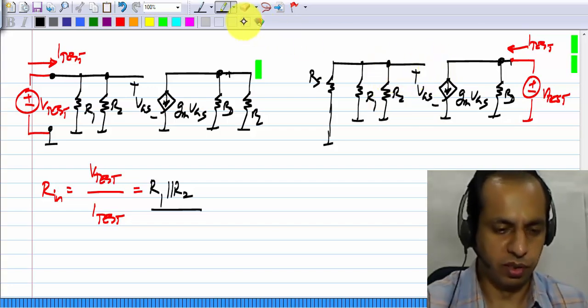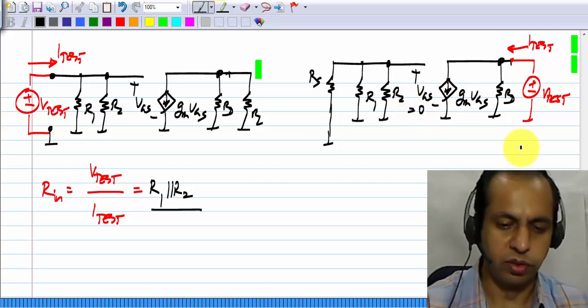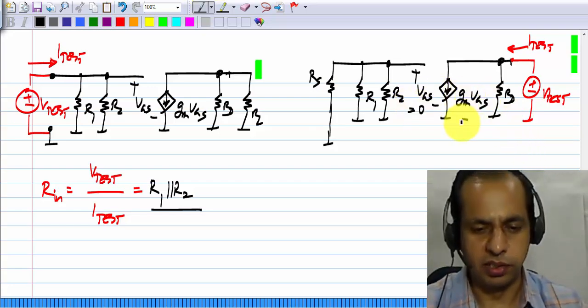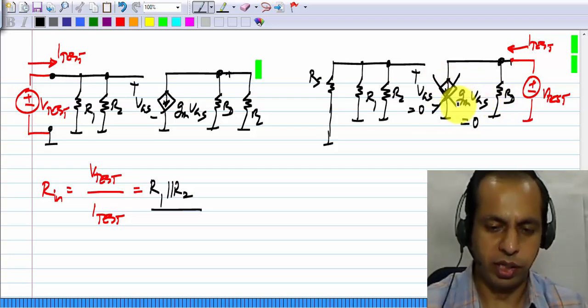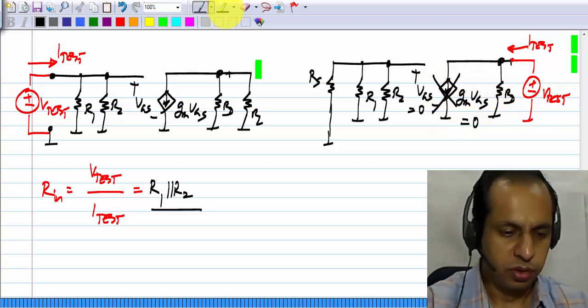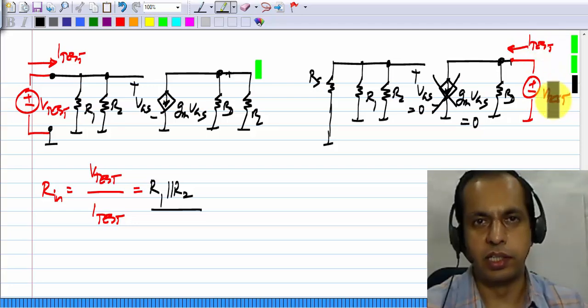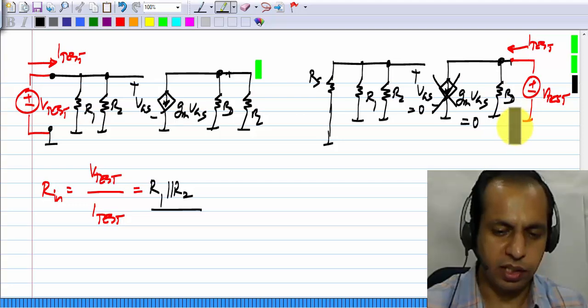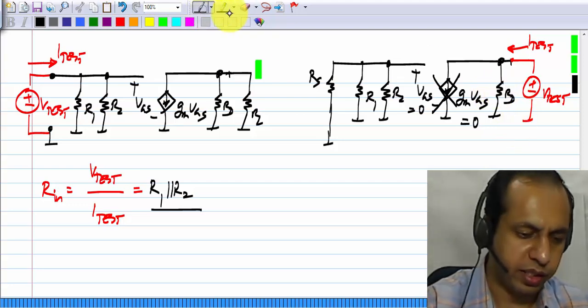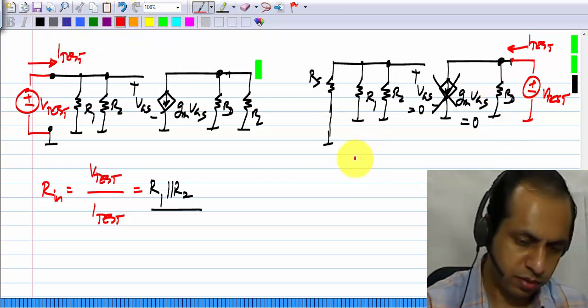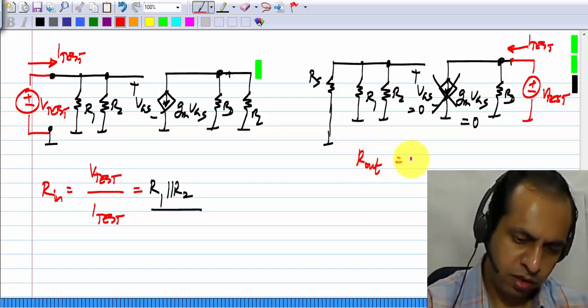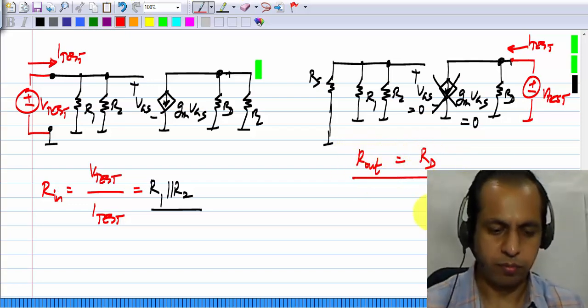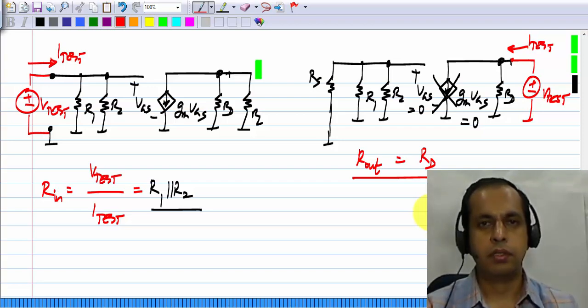The gate is an open circuit, right? So VGS will be equal to 0, which means that this current source GM VGS is also 0, meaning it becomes an open circuit. So you can calculate this Itest and take the ratio Vtest by Itest, but it's very easy. You will immediately see that the resistance looking back would be RD. Okay. R out equals RD. So that's pretty easy for the common source amplifier with fixed VGS bias.